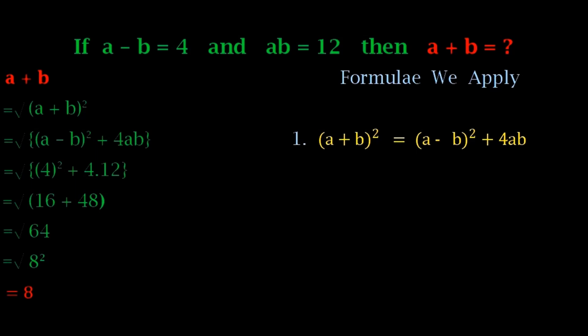Here it should be mentioned that you must introduce the second bracket here. So, applying the corollary, a plus b whole square is equal to a minus b whole square plus 4ab. Now look at the given values. I know the value of a minus b as well as the value of ab. All you need to do is put them into the formula to get our desired result, or to reach our destination.